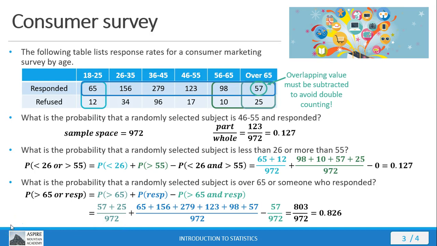So we punch all this out in our calculator, we get 803 over 972, which when we divide, we get 0.826. And that's the probability that a randomly selected subject is over 65 or someone who responded.